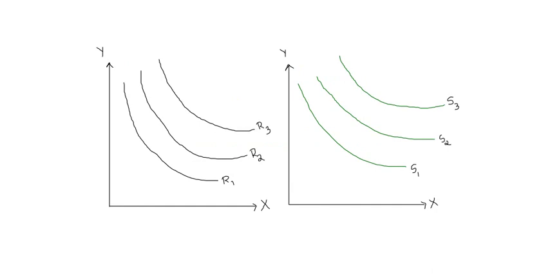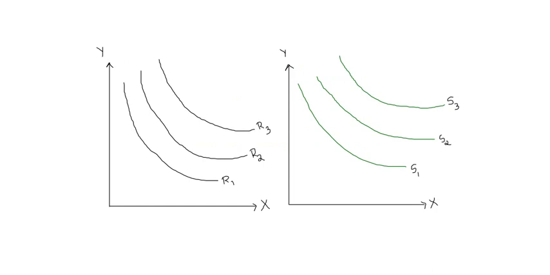So the indifference curve map for Mr. R shows three indifference curves R1, R2, R3, and the indifference curve map for Mr. S also shows three indifference curves S1, S2, S3. So basically this entire story is of consumers. We are right now discussing consumer theory, and we are trying to understand how these situations can be depicted in one diagram alone.